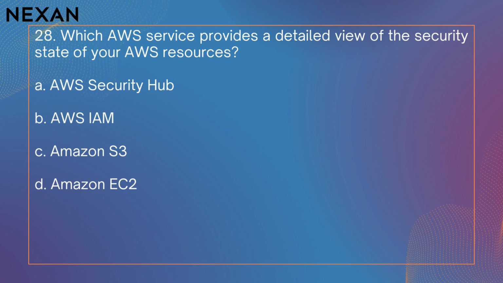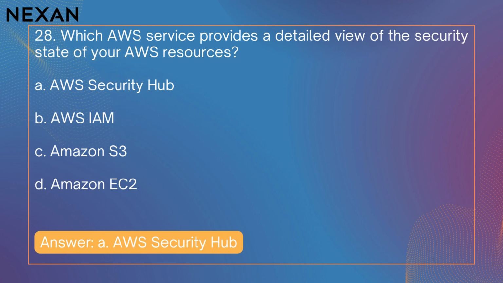28. Which AWS service provides a detailed view of the security state of your AWS resources? A. AWS Security Hub. B. AWS IAM. C. Amazon S3. D. Amazon EC2. Answer A. AWS Security Hub.